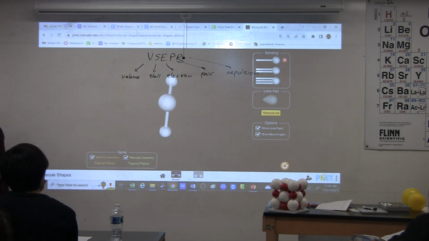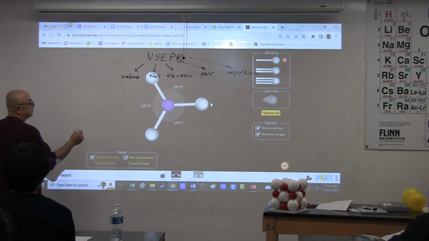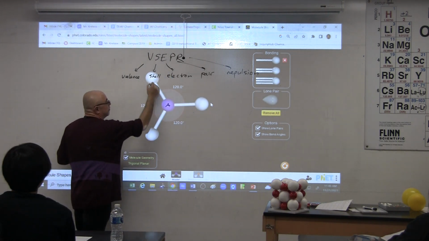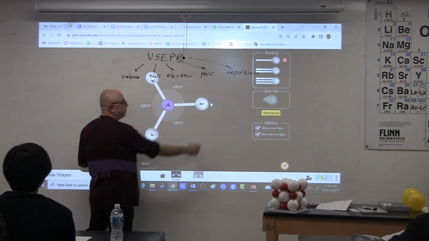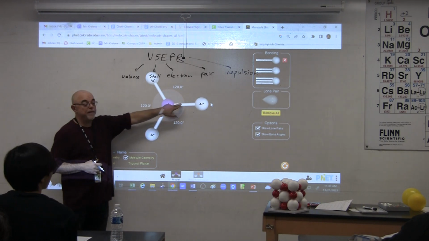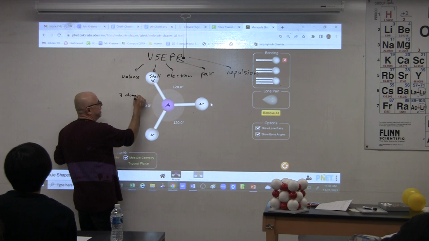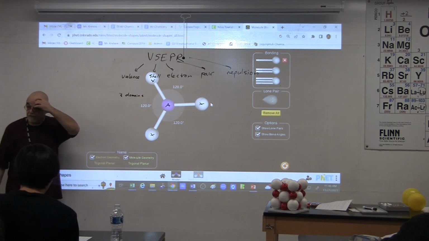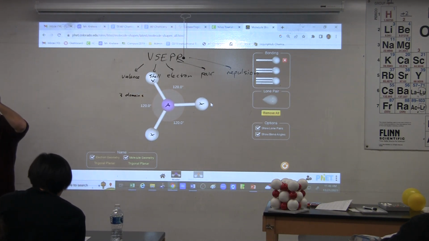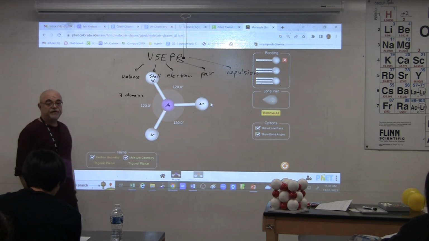In this case, you will see that we have, in this example, the following designation. 1 center and 3 attachments. AX3. You will notice that it has 3 domains, meaning 3 regions of electron density. You will notice that they're all bonding domains. So where it says total domains is 3, bonding domains is 3, the non-bonding is 0. None of them are lone pairs yet.